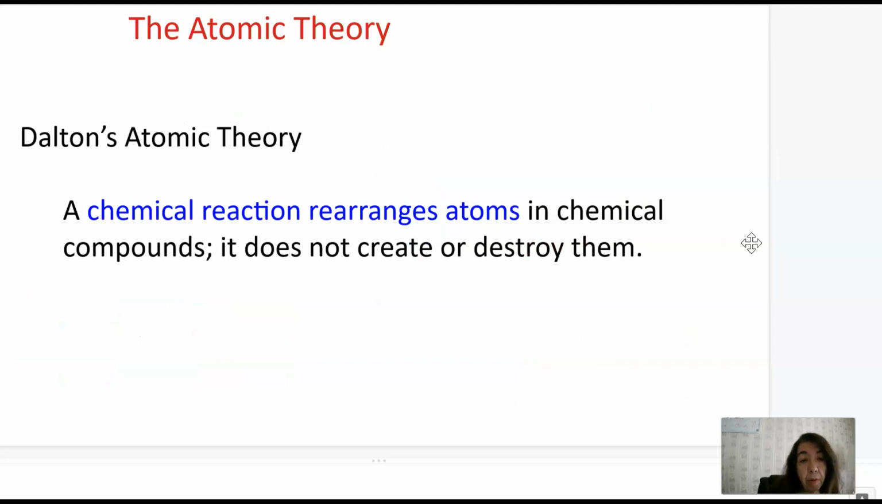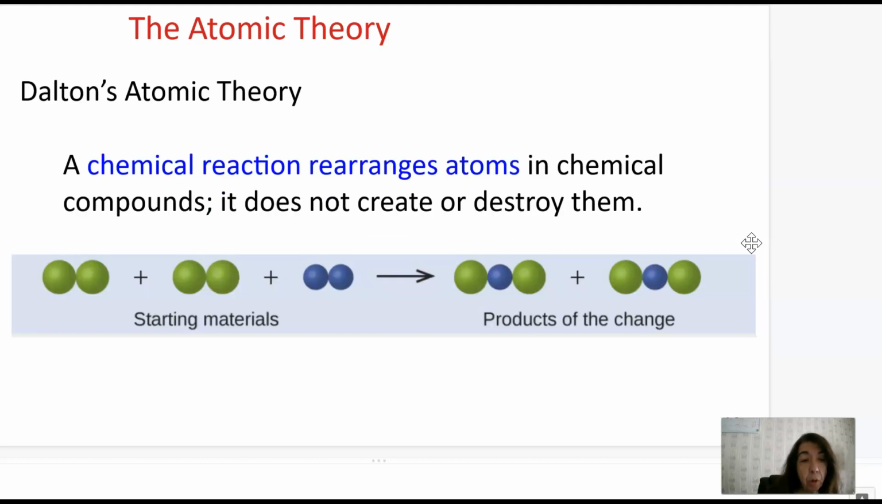So Dalton's theory also extended to chemical reactions. What happens to these atoms when they form compounds? Nothing new is created. It's just the way that they are put together that makes it a new compound. So if you have two different kinds of starting materials, such as shown here, the green balls and the little blue balls, when they come together at the end, you still have the same atoms that are there, but they're put together in a different way.